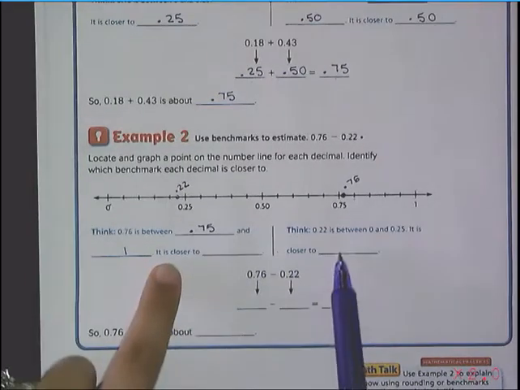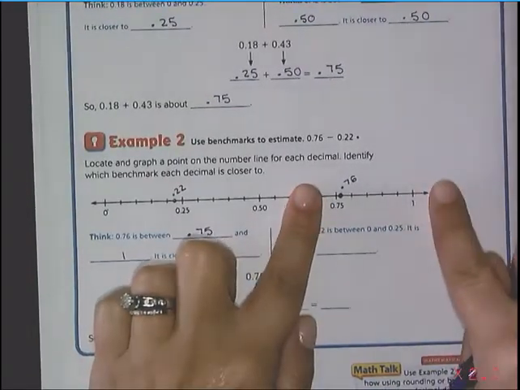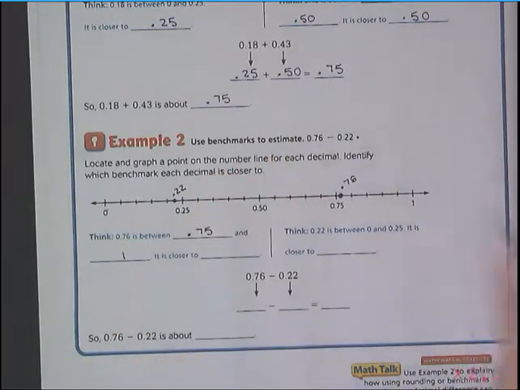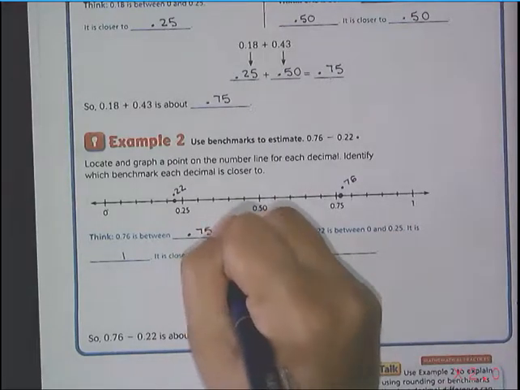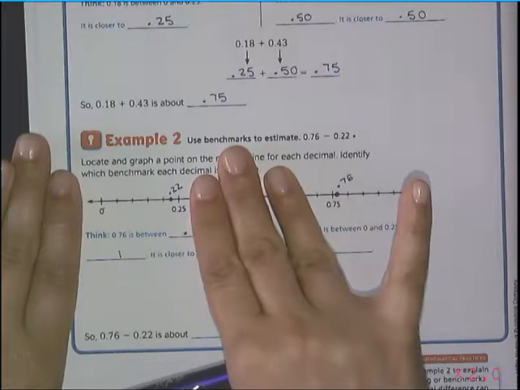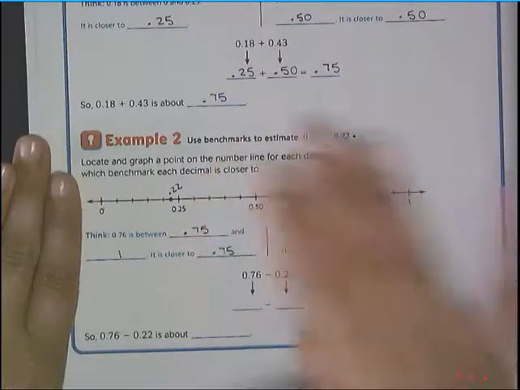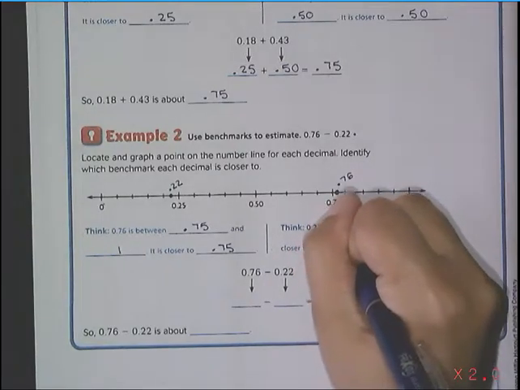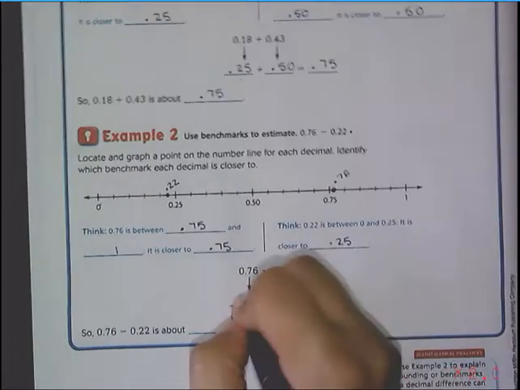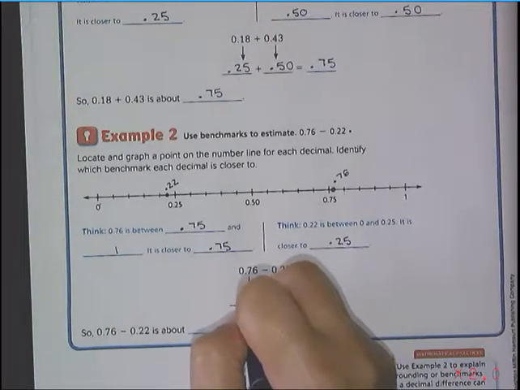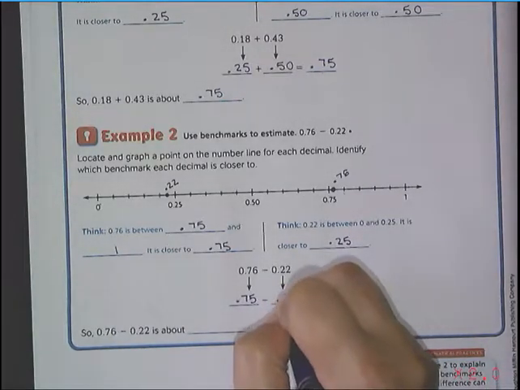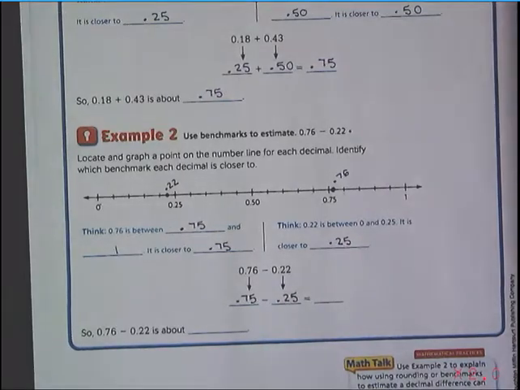So now I need to figure out which one they are closer to. So if I look just at this, 0.76 is closer to 0.75. I'm looking just at this end, 0.22 is closer to 0.25 than it is to 0. Okay, so those are the two benchmarks that I'm going to be working with. So 0.76, I'm going to use the benchmark 0.75. 0.22, I'm going to use the benchmark 0.25.